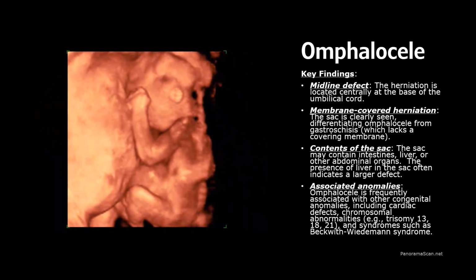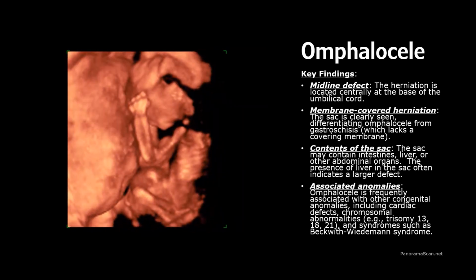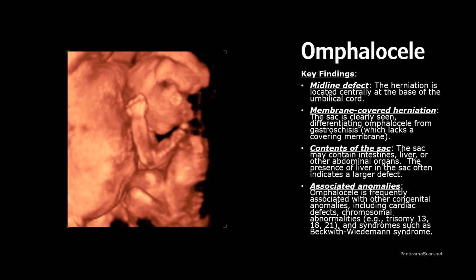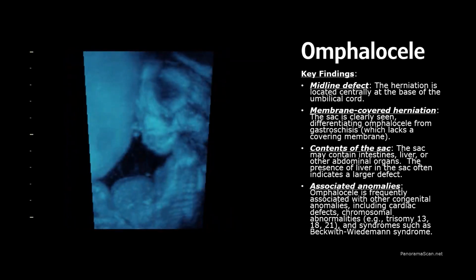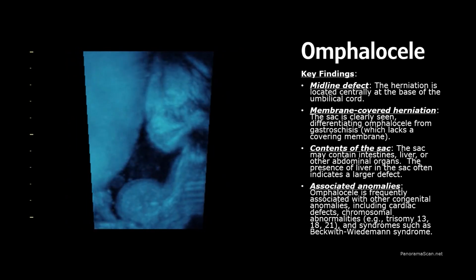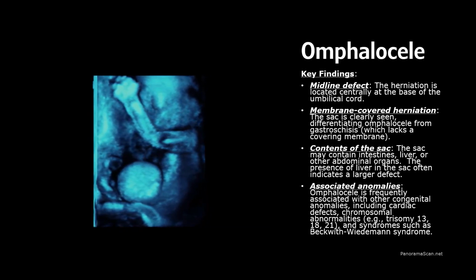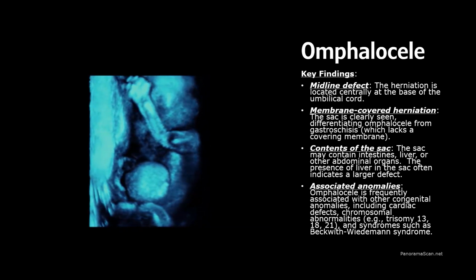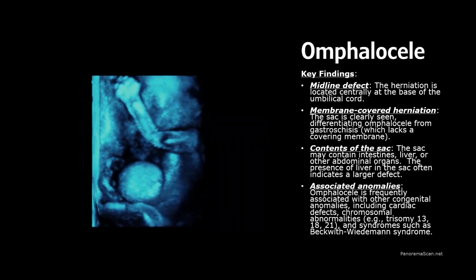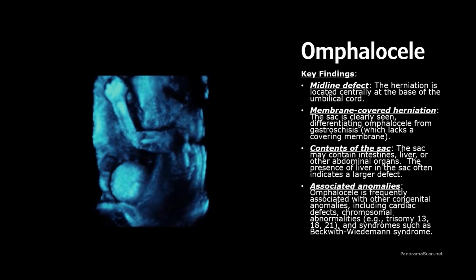Beyond the structural anomaly itself, omphalocele is frequently associated with additional congenital conditions. These include major cardiac defects, chromosomal abnormalities such as trisomy 13, 18, and 21, and syndromes like Beckwith-Wiedemann syndrome. Therefore, a detailed evaluation using advanced ultrasound techniques, including 3D and 4D imaging, is crucial for assessing the extent of the defect and identifying associated anomalies.